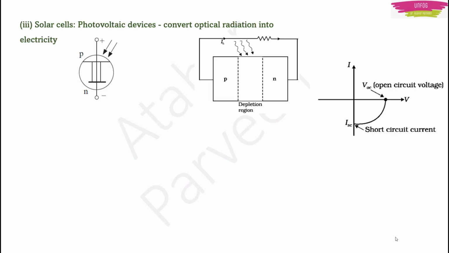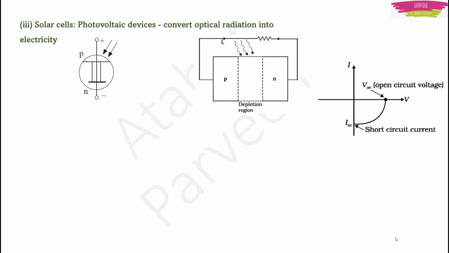Okay, next are the solar cells. These solar cells come under photovoltaic devices. They convert optical radiation into electricity. But then you will say, madam, even a photodiode converts optical radiation into electricity. I agree with you. A solar cell is the same as a photodiode. But there is one difference.